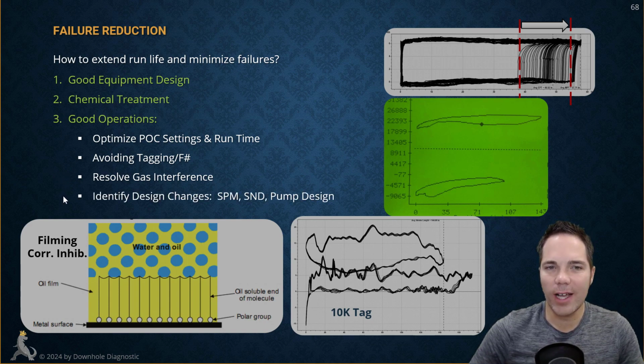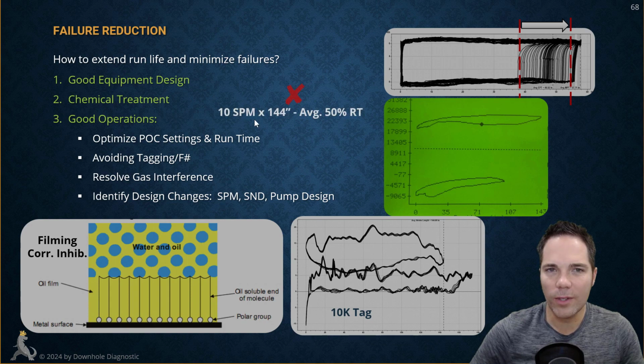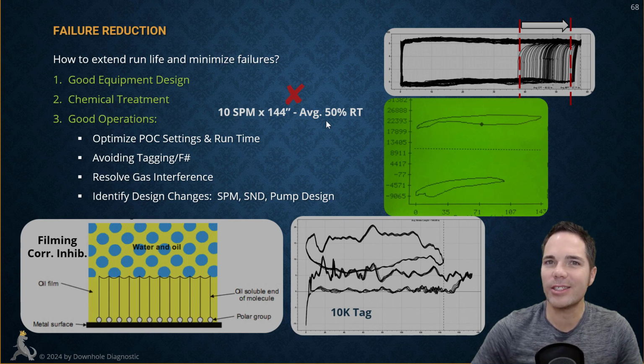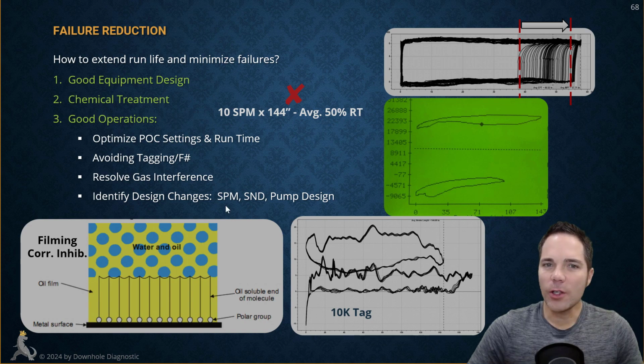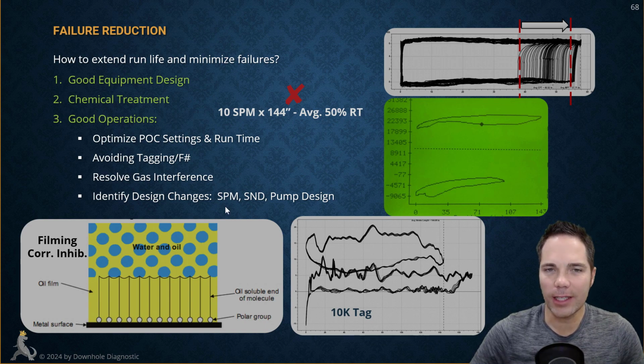And then also you want to identify design changes. So for example, this is one thing that drives me crazy. You'll find a well that's running at 10 strokes per minute with 144-inch stroke length. It's running fast, but it's only running 50% of the day. And the question is, why are we running it so fast for such a short percentage of the day? Why don't we slow it down? Maybe it needed to run at this speed when it was running 85, 90%, 100% of the day, but nobody ever came back, evaluated the well, and decided that we need to slow it down. Let's take it down to 7 strokes per minute. We'll bump up the runtime to 75%, and the well's going to be running slower and smoother. We'll have a longer run life as a result.